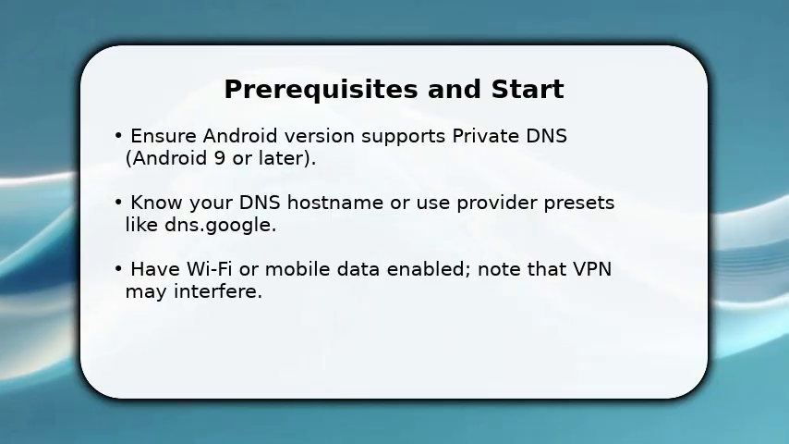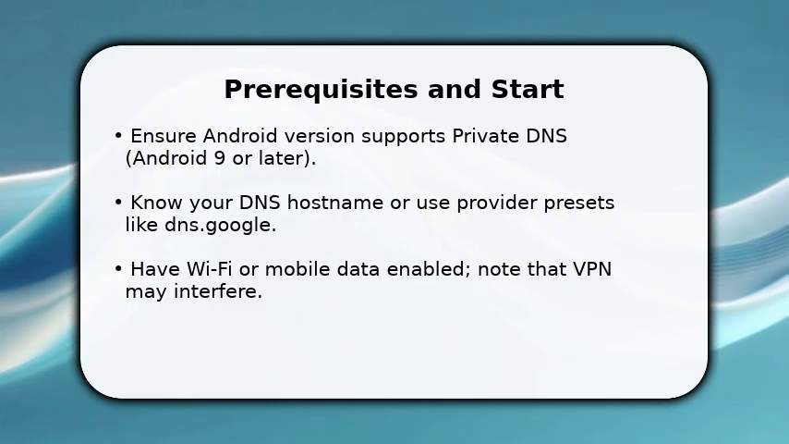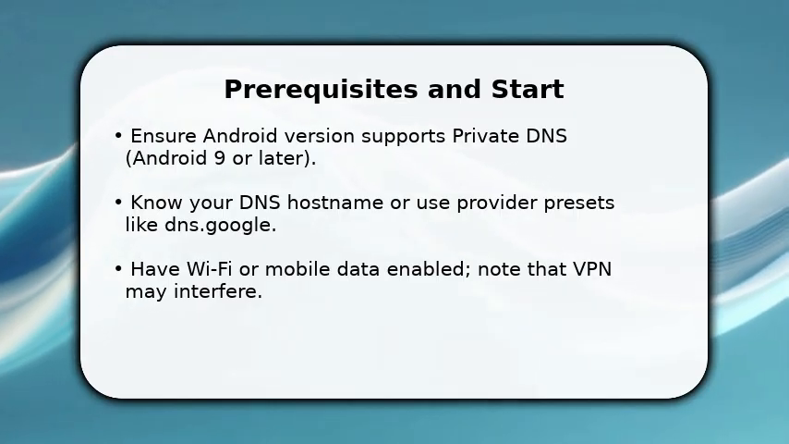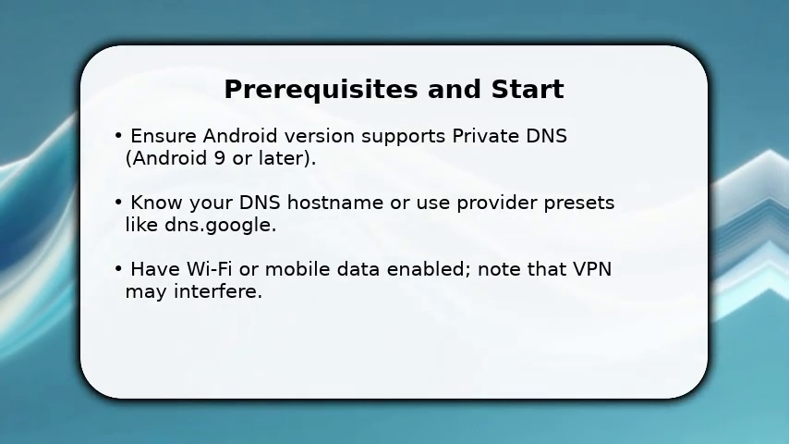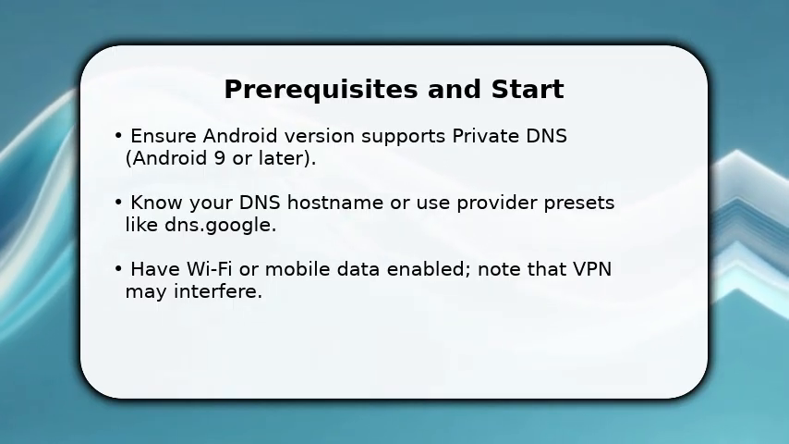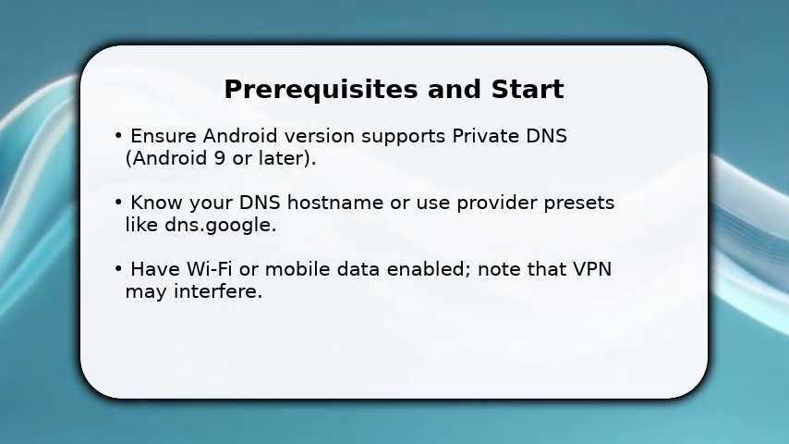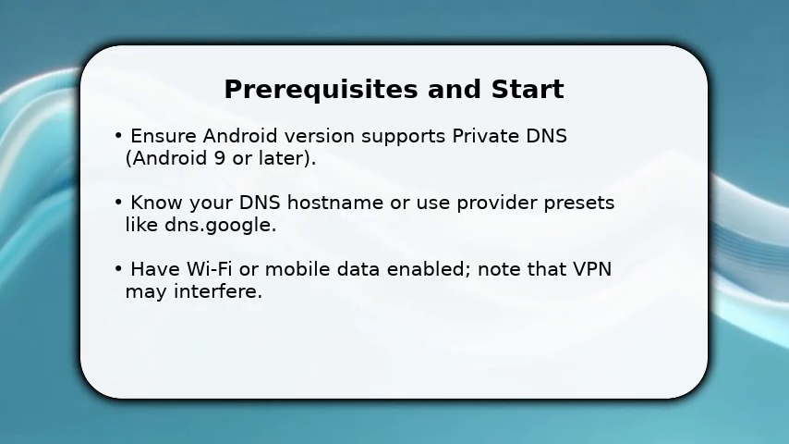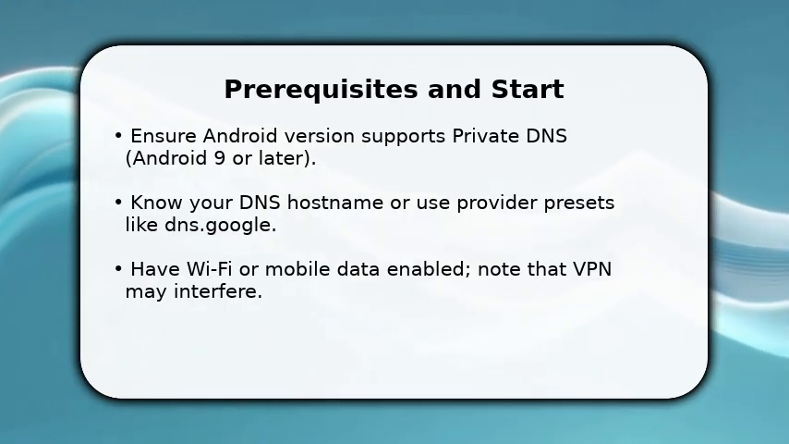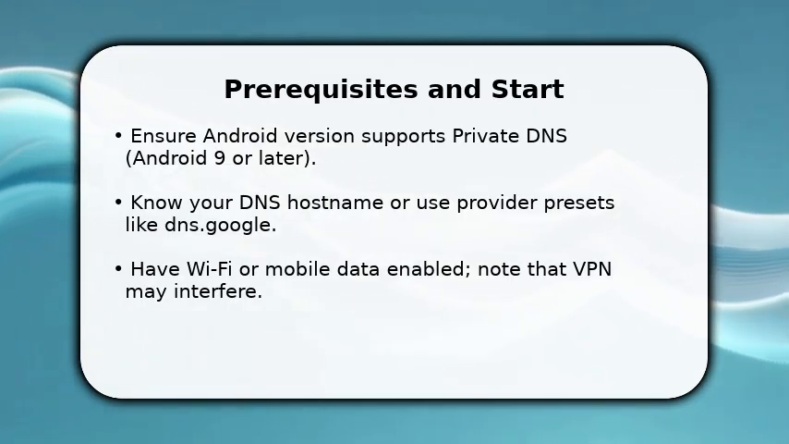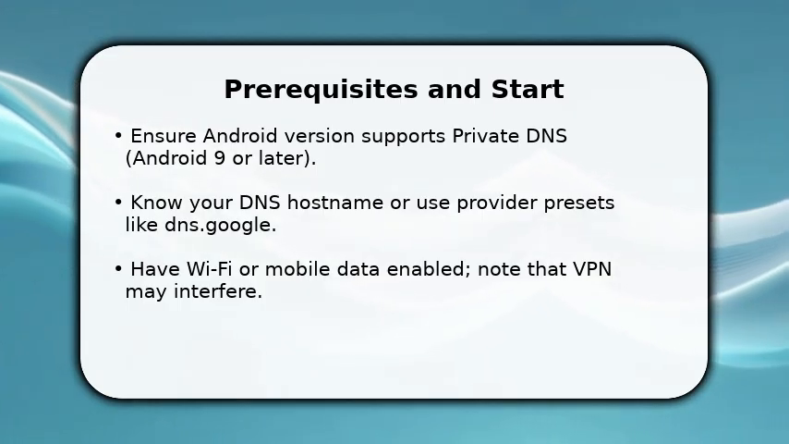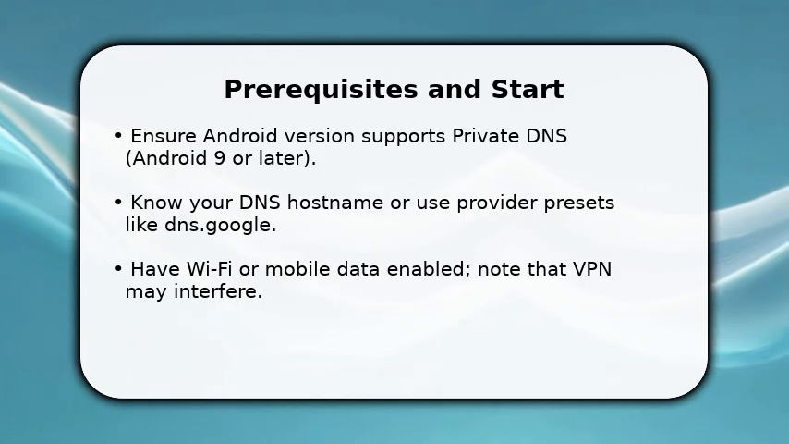You begin by confirming compatibility. Private DNS requires Android 9 or later and an active network. Once confirmed, open Settings and go straight to Network and Internet. Make sure you have the DNS hostname ready, either your resolver's FQDN or a known preset such as dns.google. You don't need to change Wi-Fi details yet. Just ensure connectivity and that any VPN is off.